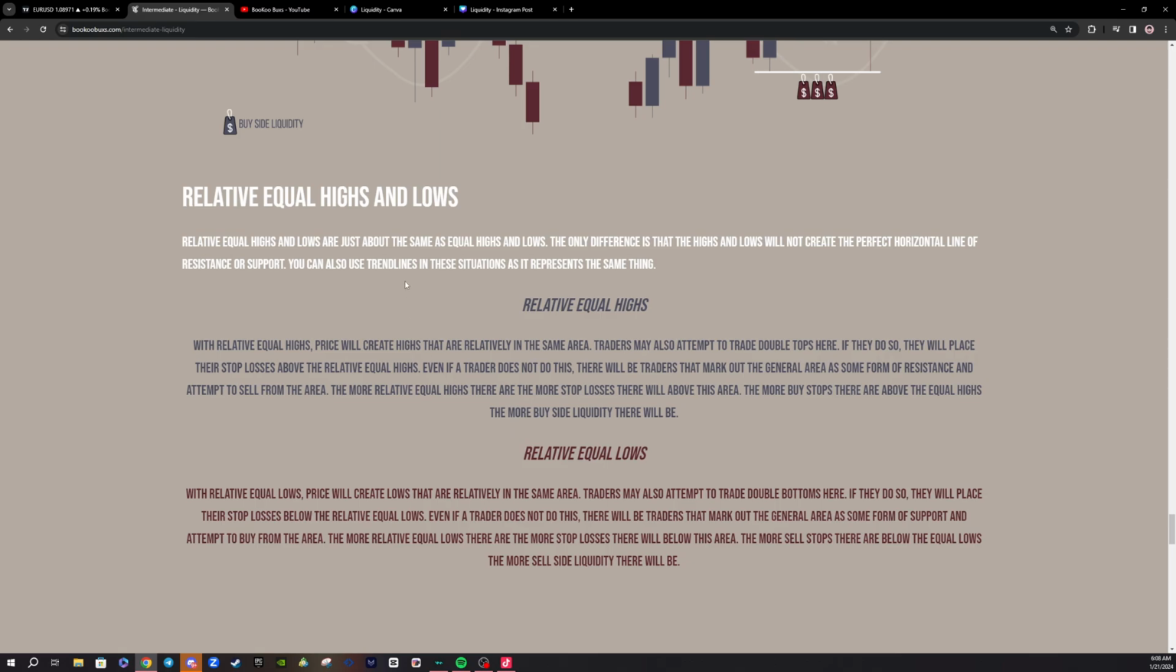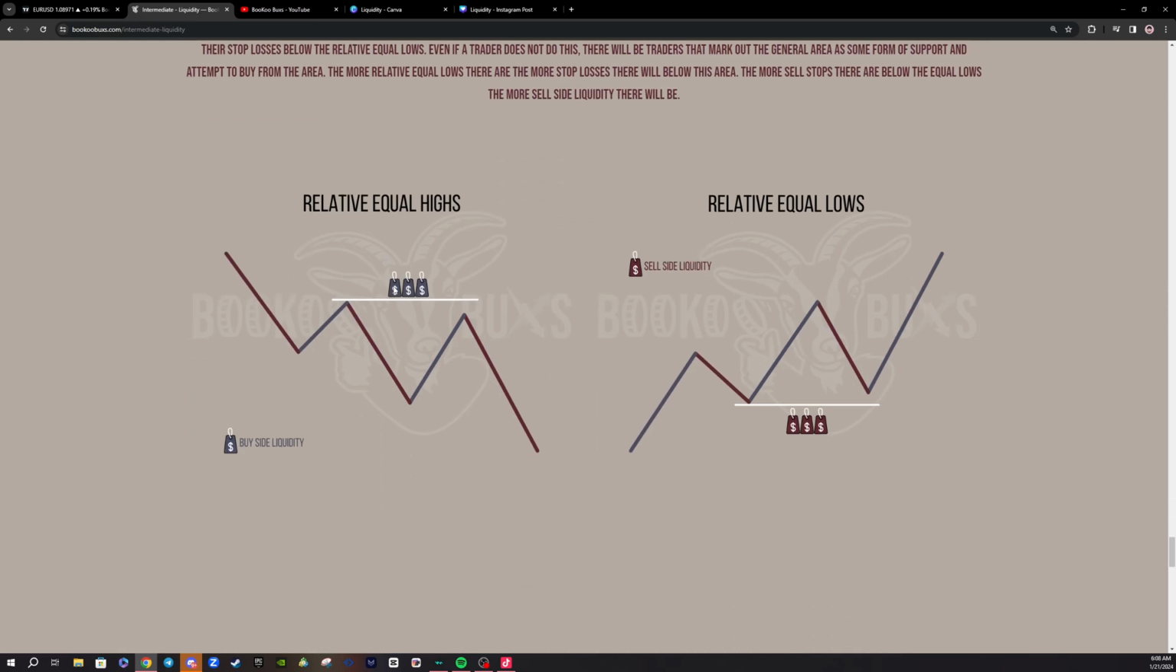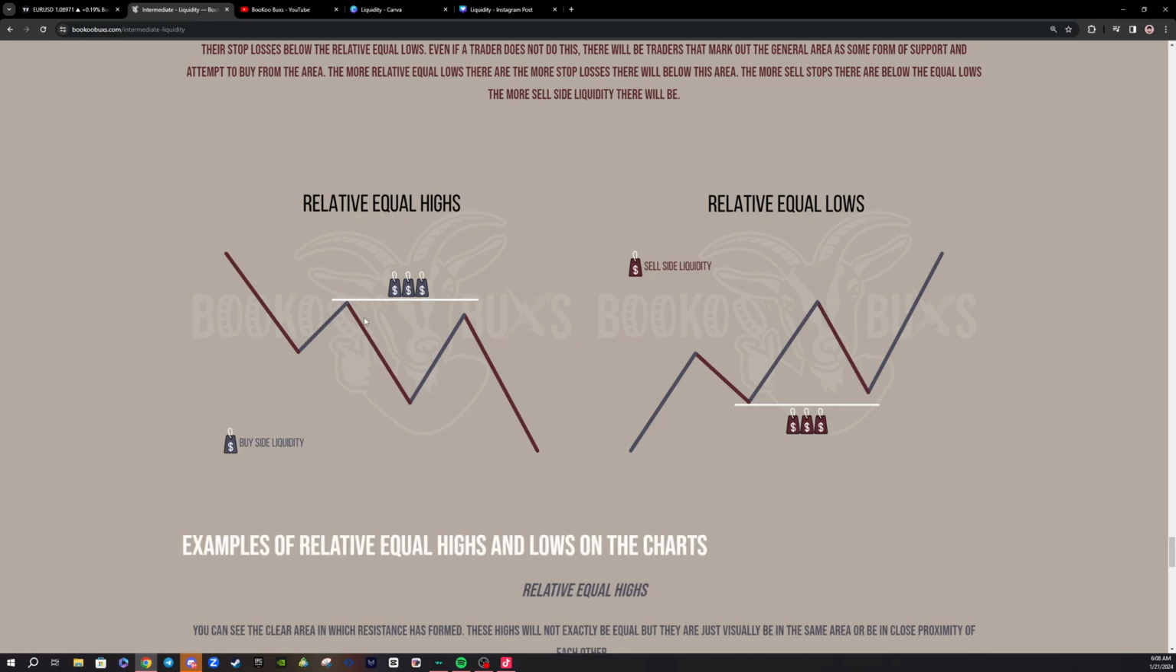Relative equal highs and lows are basically the same thing. The only difference is they aren't exactly in the same area, meaning they aren't the exact same high or the exact same low. They are just relatively in the same area. So therefore, you can call them relative equal highs or relative equal lows.